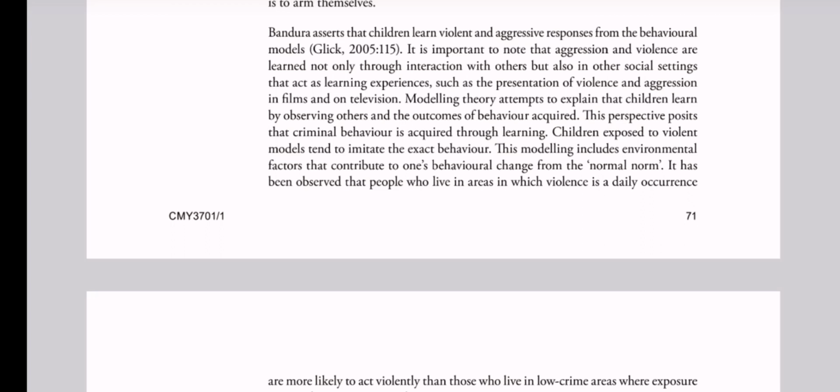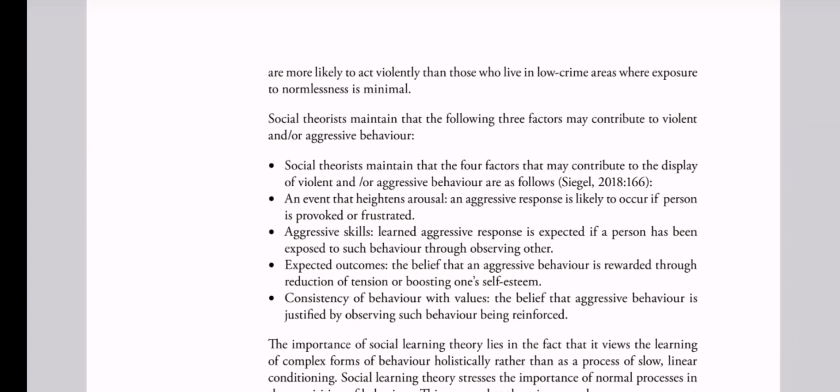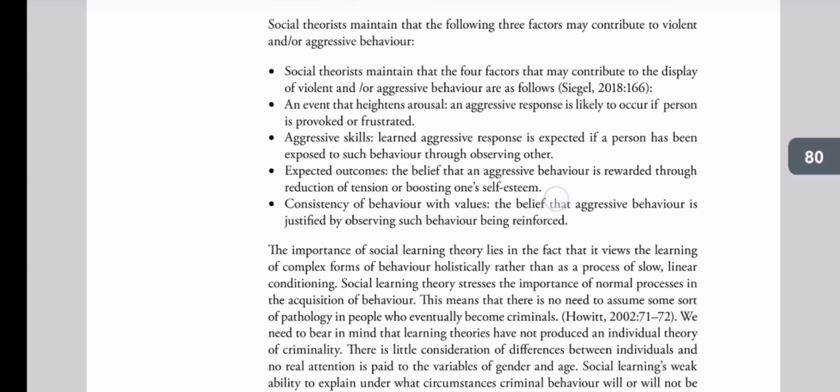It has been observed that people who live in areas in which violence is a daily occurrence are more likely to act violently than those who live in low crime areas where exposure to normlessness is minimal. Social theorists maintain that four factors may contribute to the display of violent and aggressive behavior, as follows.